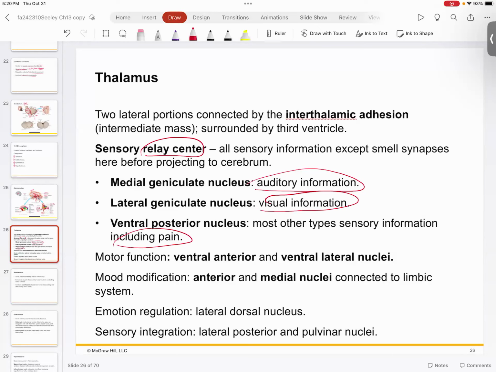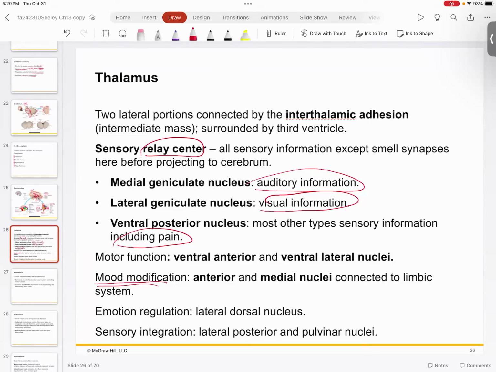Motor function is being dealt with by the ventral anterior and the ventrolateral nuclei. So this is kind of where some of your motor signals are coming through. Mood, right? Mood modification. That sounds terrible, doesn't it? This is the anterior and medial nuclei, right?